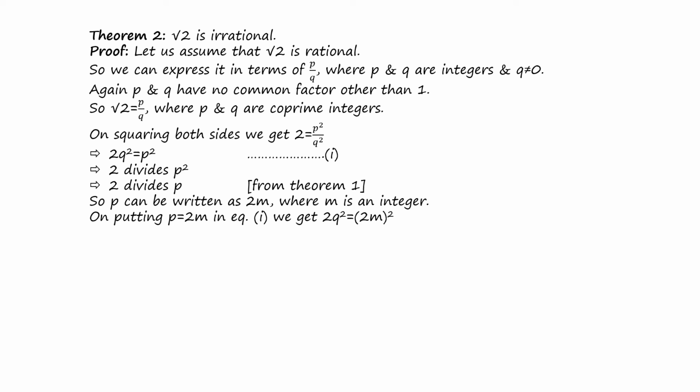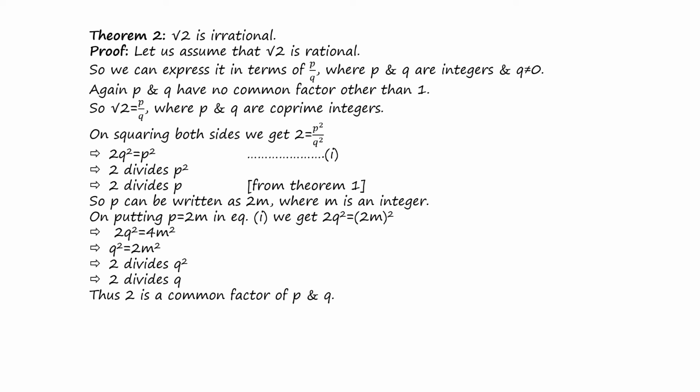On putting p equals 2m in equation 1, we get 2q square equals 2m whole square, or 2q square equal to 4m square, or q square equal to 2m square. Again, this implies 2 divides q square. That means 2 divides q. Thus, here we got 2 is a common factor between p and q.